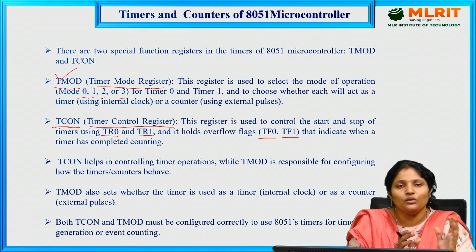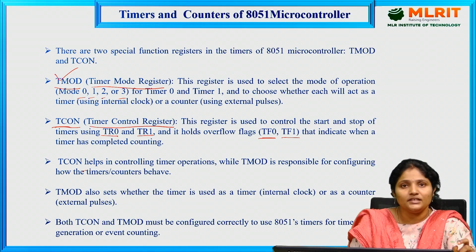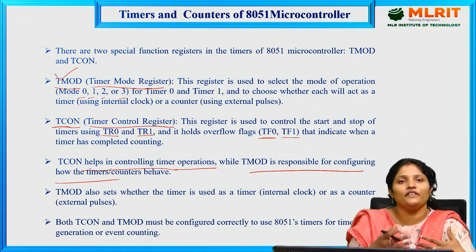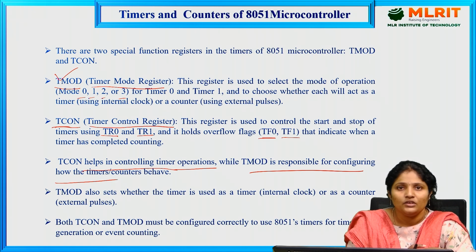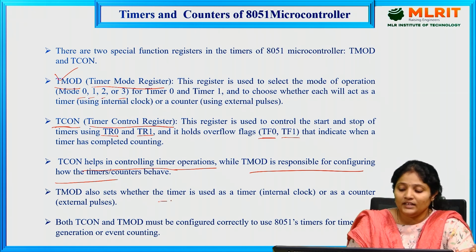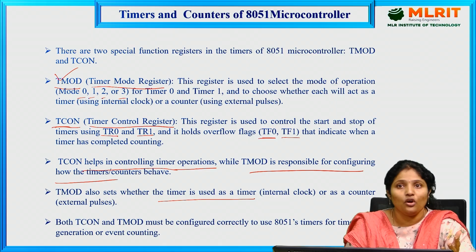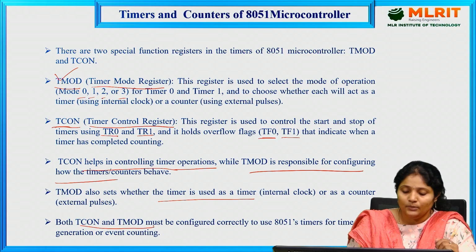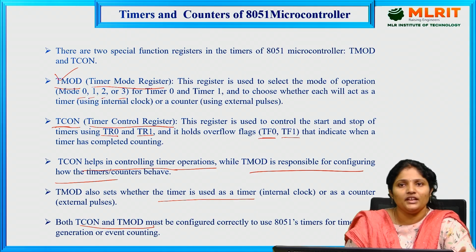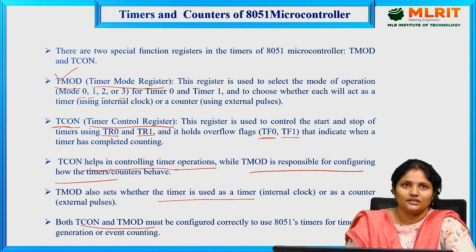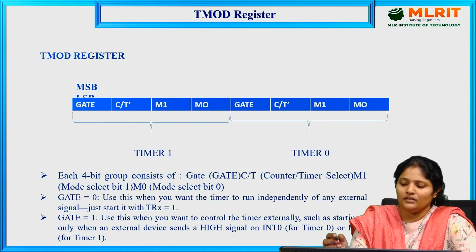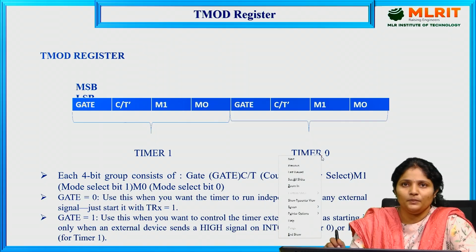TCON register. So finally, the TCON register helps to control the timer operations, whereas TMOD is responsible for configuring the timer and counter behavior. TMOD also sets whether the timer is used with the internal clock as a timer, or with external clock pulses like a counter. So both TCON and TMOD must be configured correctly to use 8051 timers to generate time events or delays, right? So in the TMOD register, the lower bits for Timer 0 are GATE, C/T bar, M1 and M0.